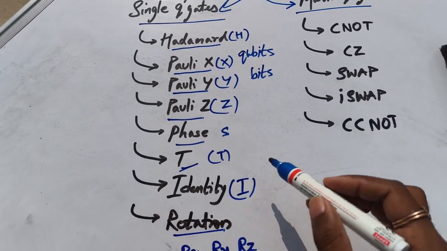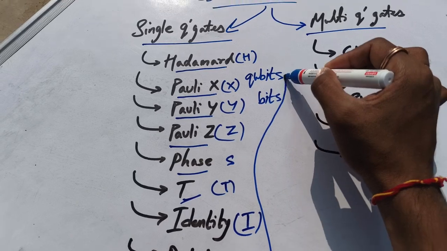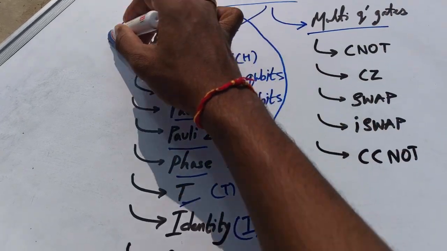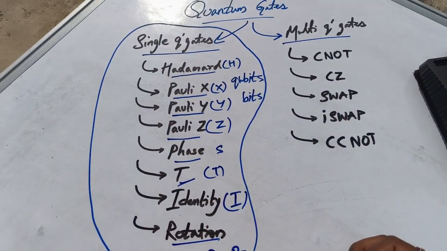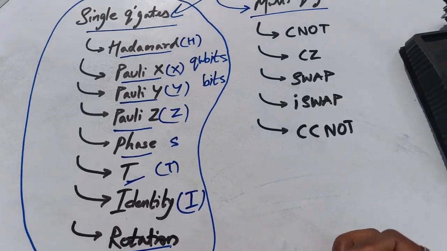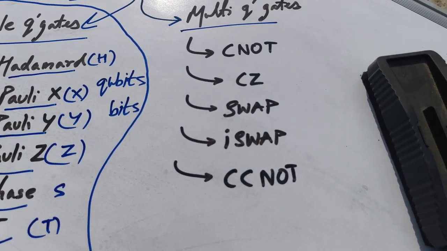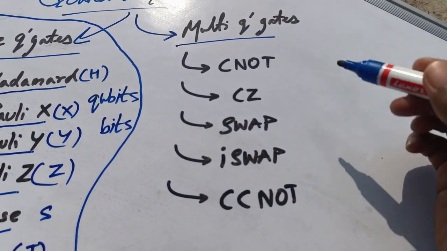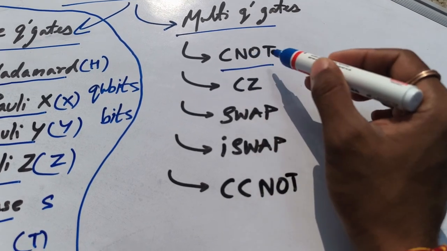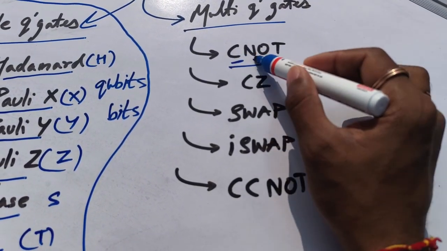So these are the single qubit gates which are used in quantum computing. Now coming to the multi-qubit gates. In multi-qubit gates we have the CNOT gate. The CNOT gate is nothing but the controlled NOT gate.